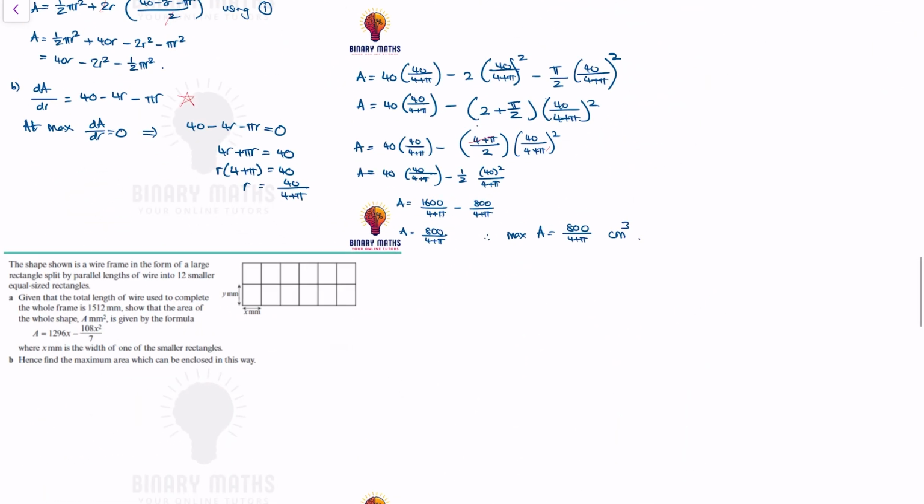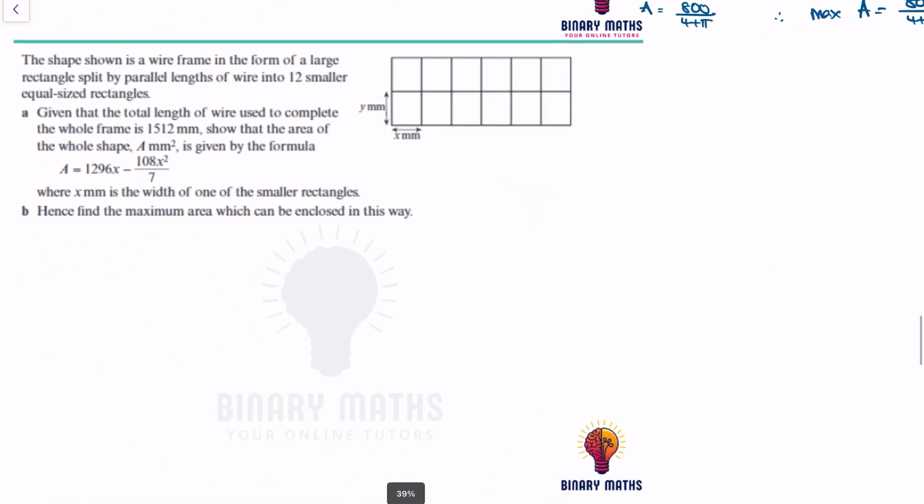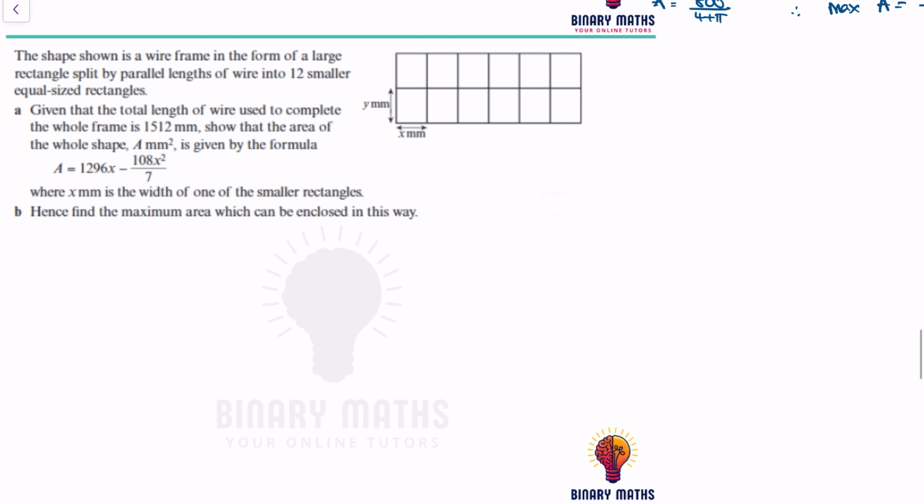Okay, one last example. The shape in a wireframe in the form of a large rectangle is split by parallel lengths of wire into 12 smaller equal size rectangles. Given that the total length of the wire used to complete the whole frame is 1512 millimeters, show that the area of the whole shape A is given by the formula, so on.